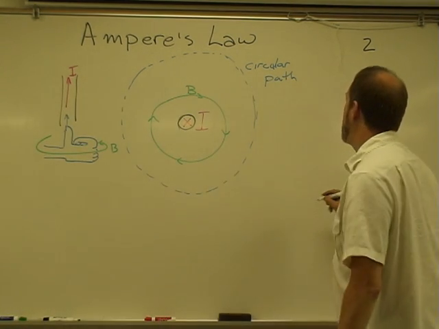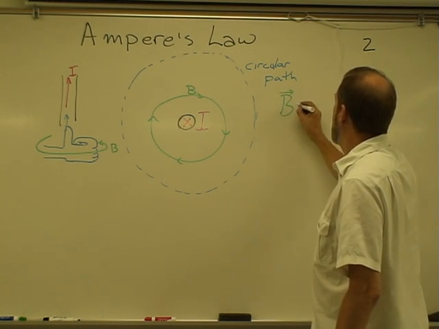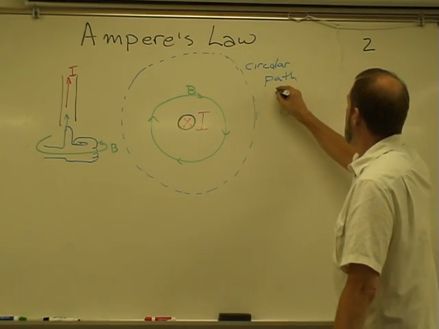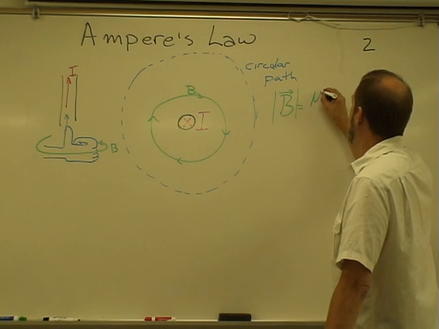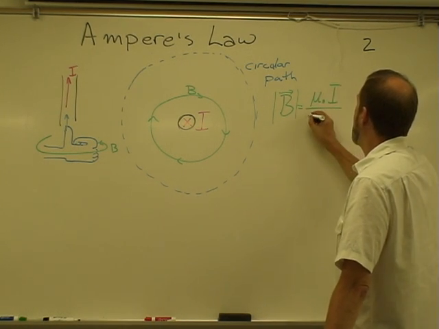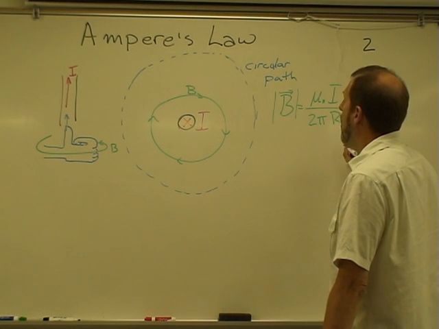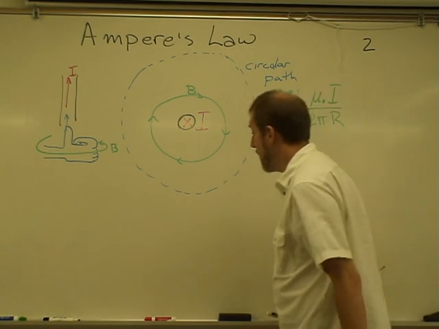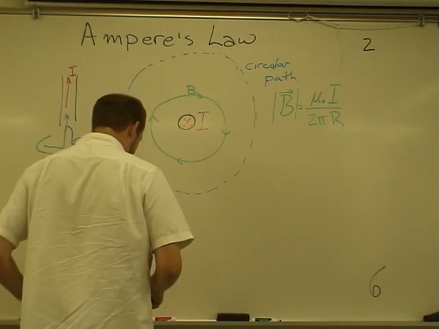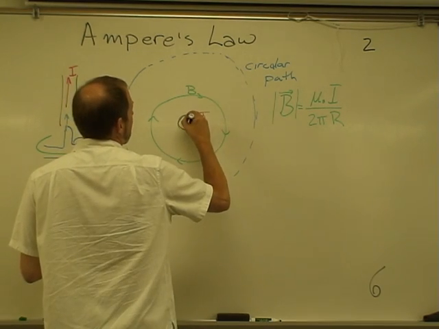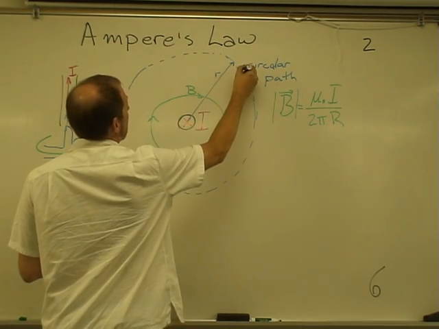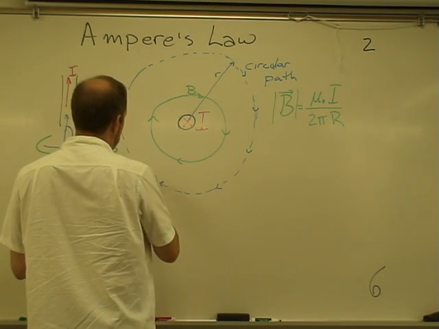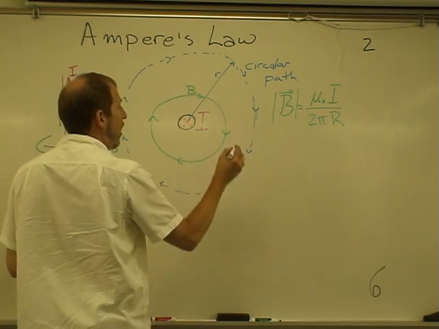Now, that magnetic field strength for an infinitely long wire will have a field strength equal to mu naught I over 2 pi r, where r is the distance from the wire to where we're interested. Now suppose I were to take this circular path at radius r and travel in the clockwise direction around this path.